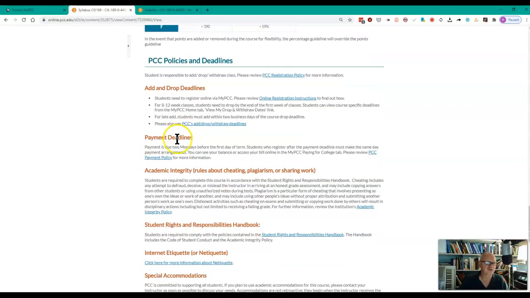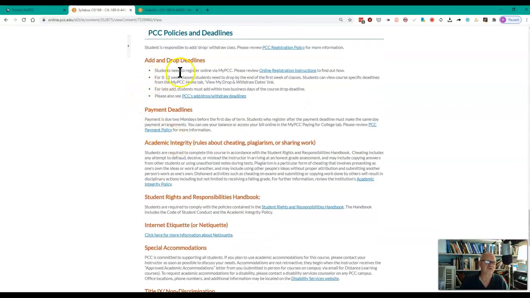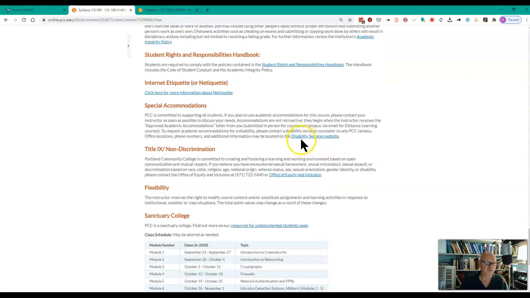The rest of this is pretty much standard fare. Add and drop, those are set by school policy, not by me, and so you can read through those or follow these links to find that information out.